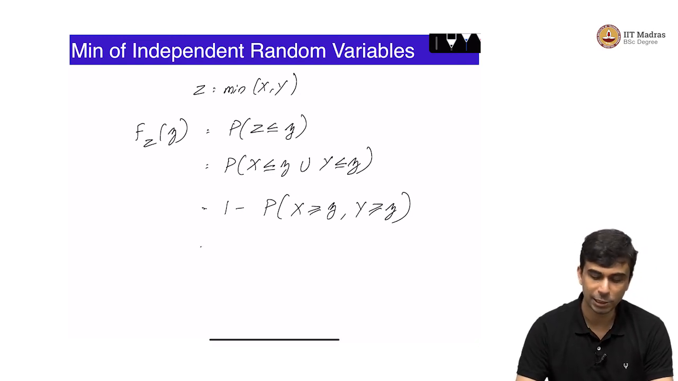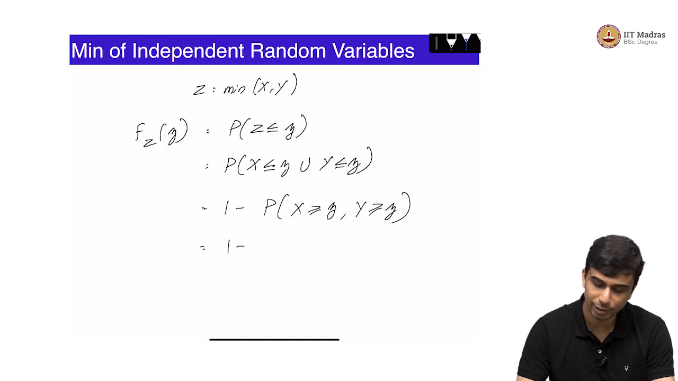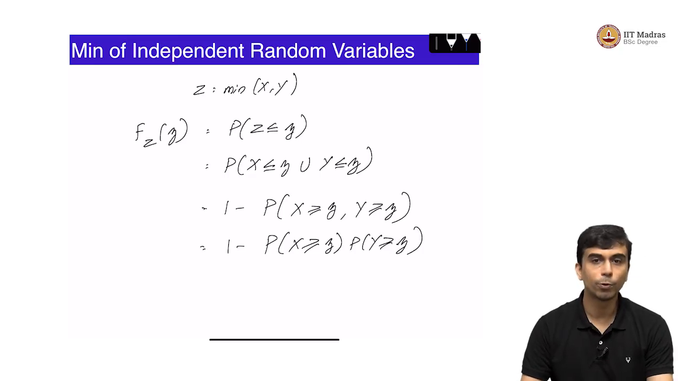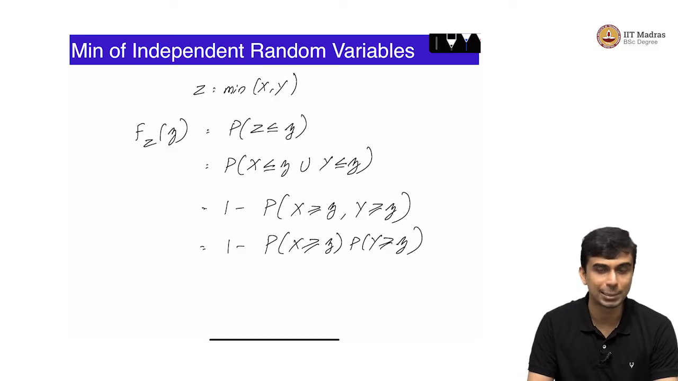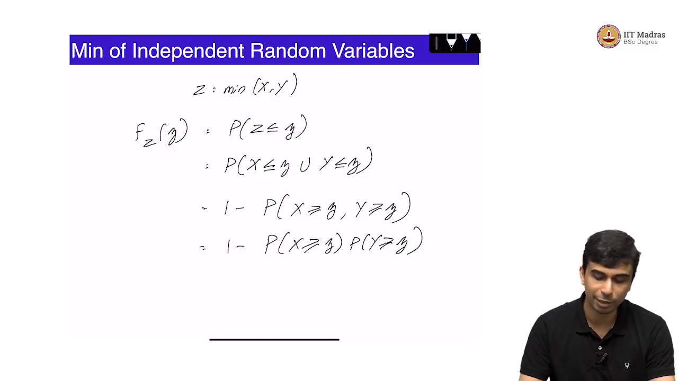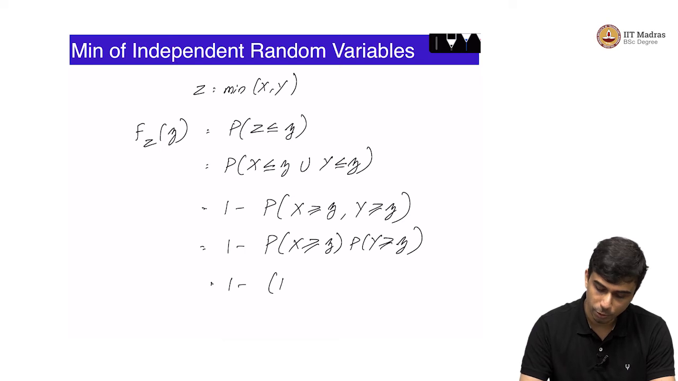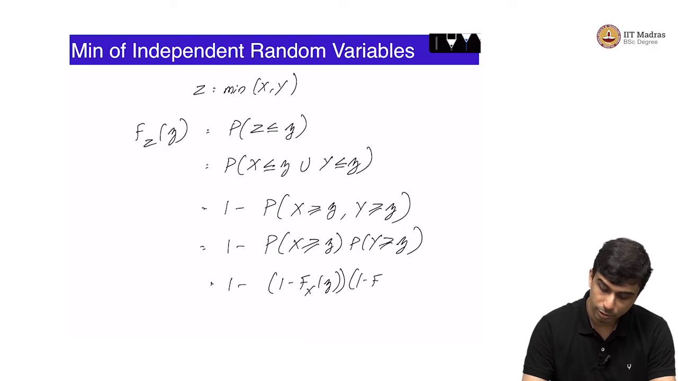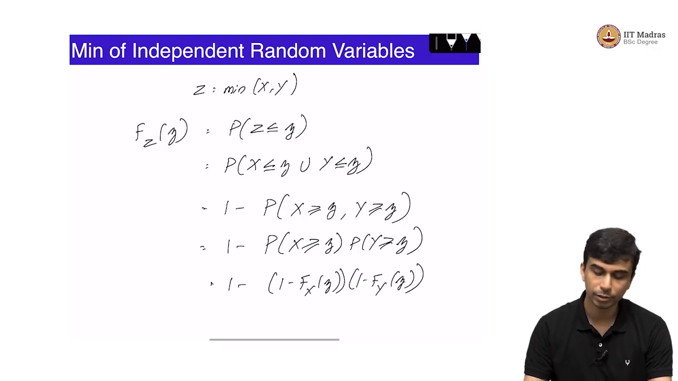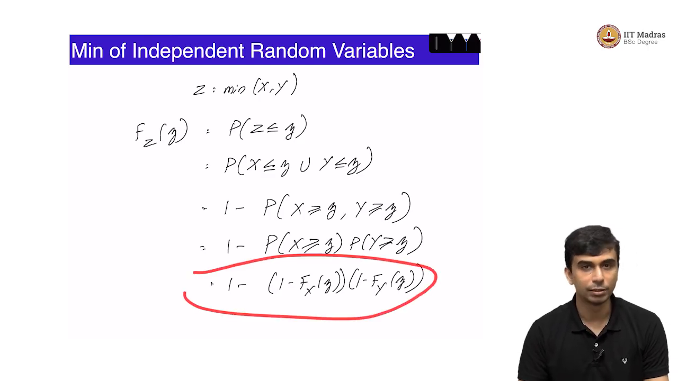So, this is a pretty simple application of De Morgan's laws. But x and y are independent. So, that means that probability of x greater than or equal to z and y greater than or equal to z is simply probability of x greater than or equal to z into probability of y greater than or equal to z. And how can you relate this to the CDF of x and y? Probability of x greater than or equal to z is exactly equal to 1 minus probability of x less than or equal to z, which is equal to 1 minus Fx of z. So, it is 1 minus (1 minus Fx of z) into (1 minus Fy of z). You can simplify this even further, but at this point you can stop.